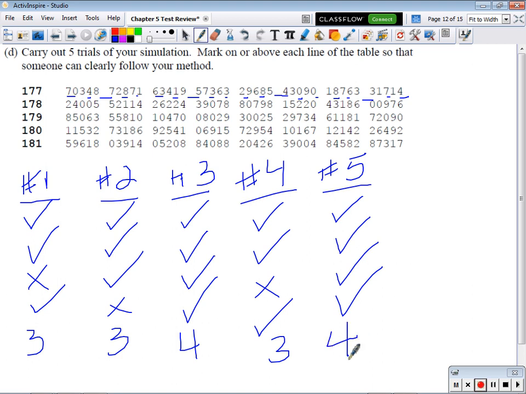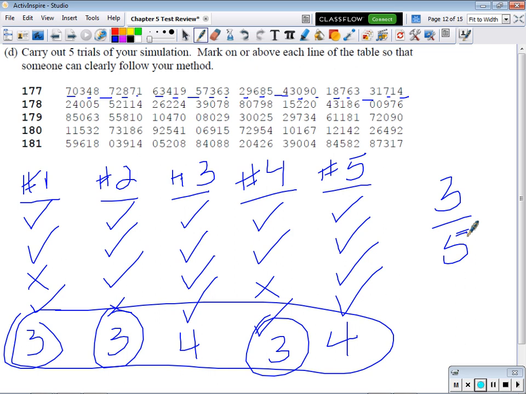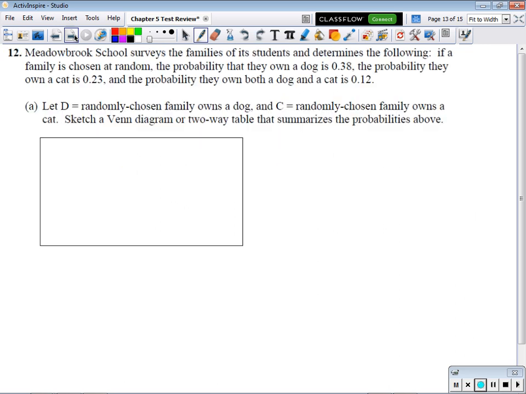So in terms of a probability estimation, out of the 5 trials, there were 1, 2, 3 of the trials where exactly 3 of the calls were for medical assistance. So our probability estimate for this would be 3 out of 5. 3 out of the 5 trials resulted in 3 calls that were for medical assistance. So that's the answer for part D.